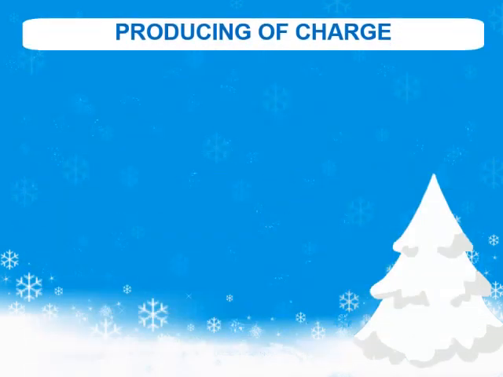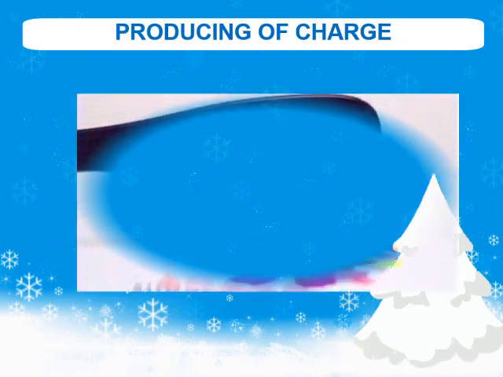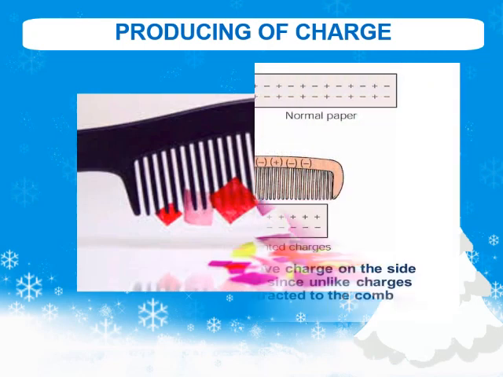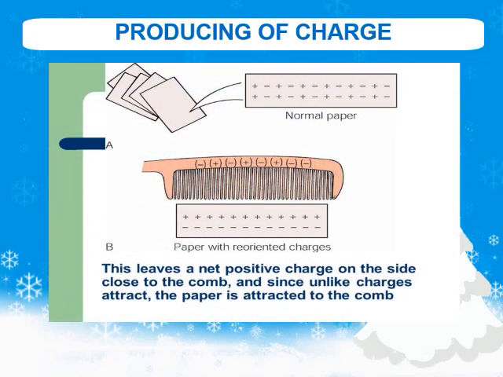Now, what is the production of charge? Actually, charges are produced due to rubbing. To understand this, let's have an activity. Take a comb and rub it with your hair. Now bring the comb near to pieces of paper. You will see the pieces of paper start attracting towards the comb. Basically, whenever you rub the comb with your hair, the extra charges from the hair are transferred to the comb, and as a result the comb is charged. So rubbing produces charge due to friction.